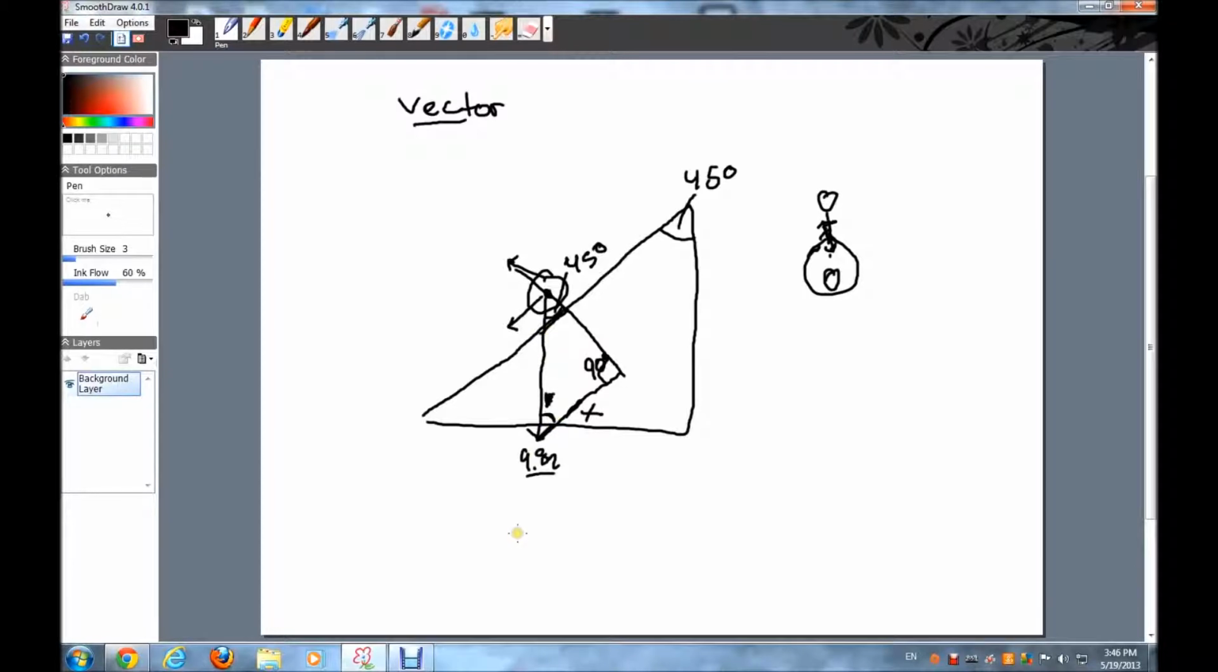So we have the 9.82, and if we want to solve this, we know from basic trigonometry that we can use sine of 45 degrees is equal to opposite, which is x, to this angle, over the hypotenuse, which is the 9.82. It's important to have the 9.82 meters per second in the hypotenuse.